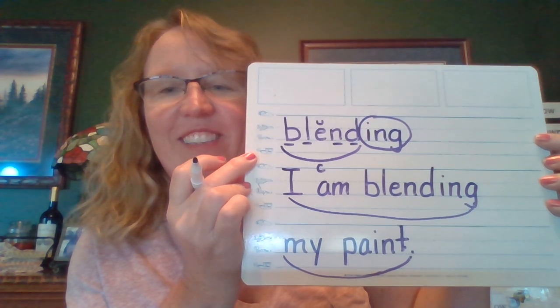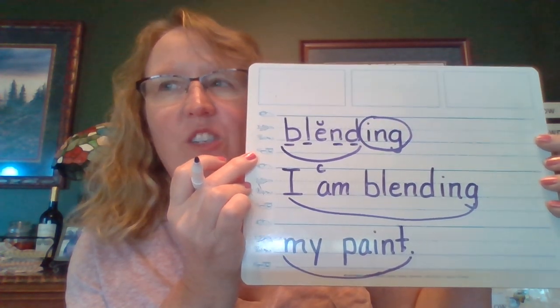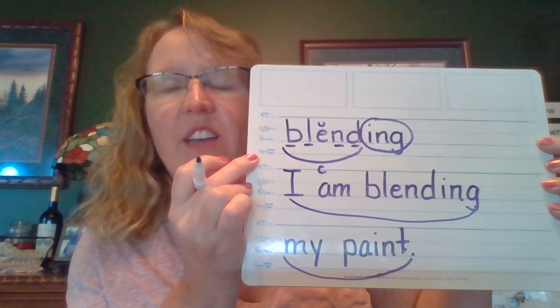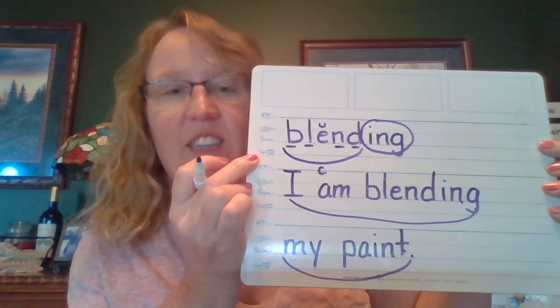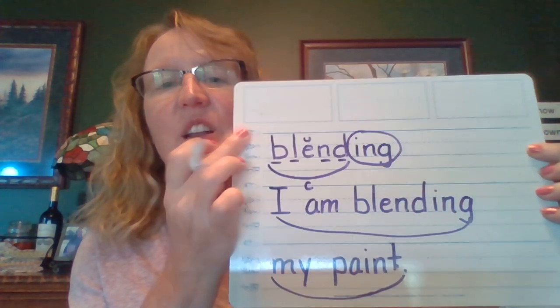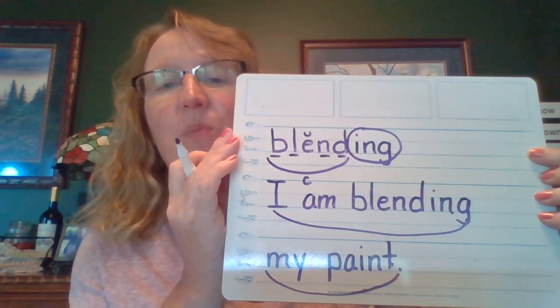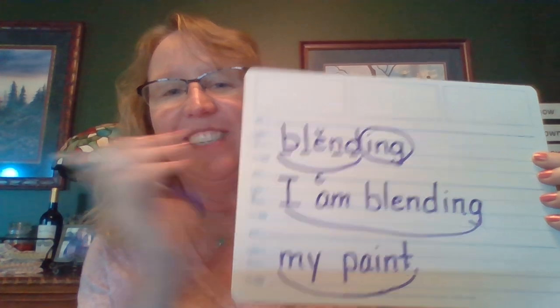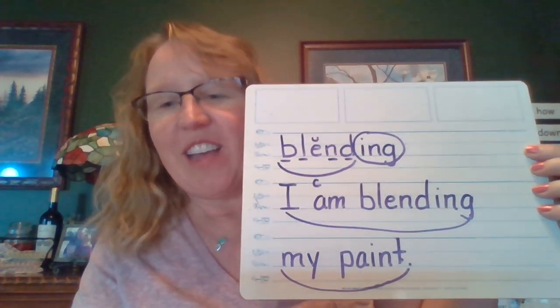All righty. So if you can find the pages in the workbook and write down rented and renting, and then you can go to the middle with the vocabulary, and with letter B, you can do blending. I am blending my paint.